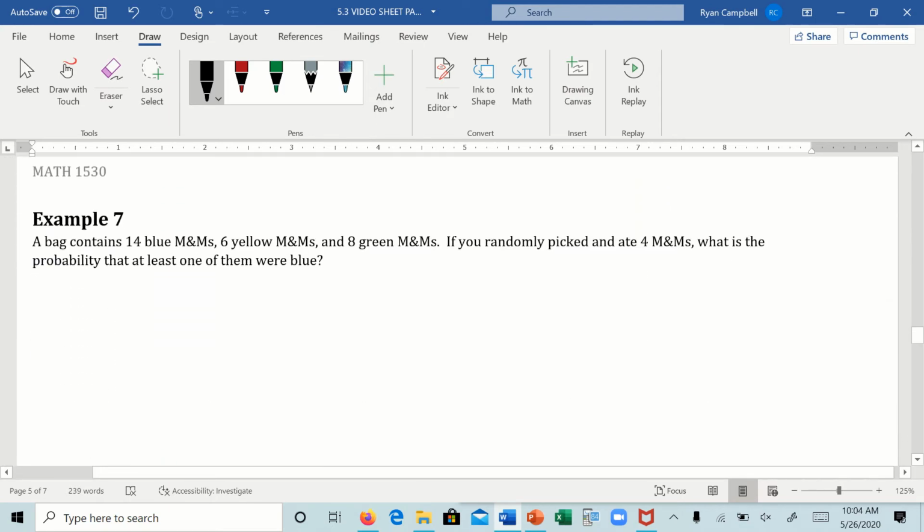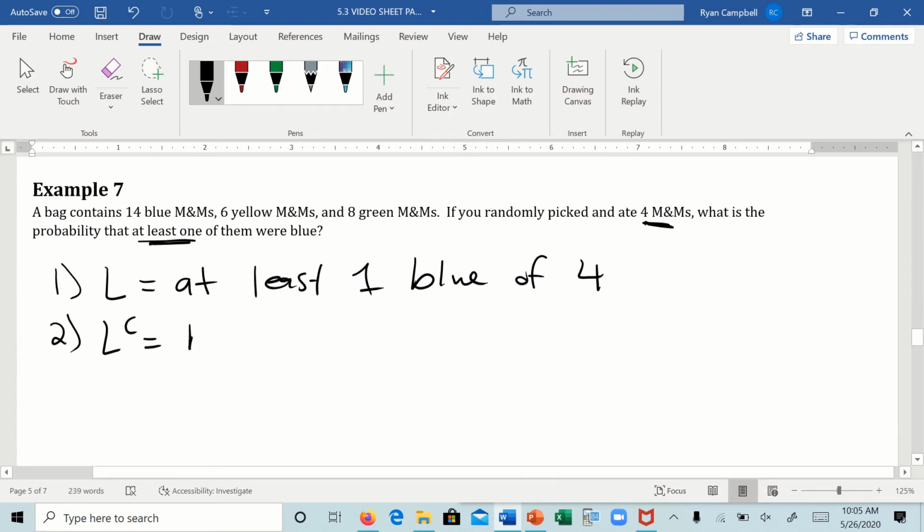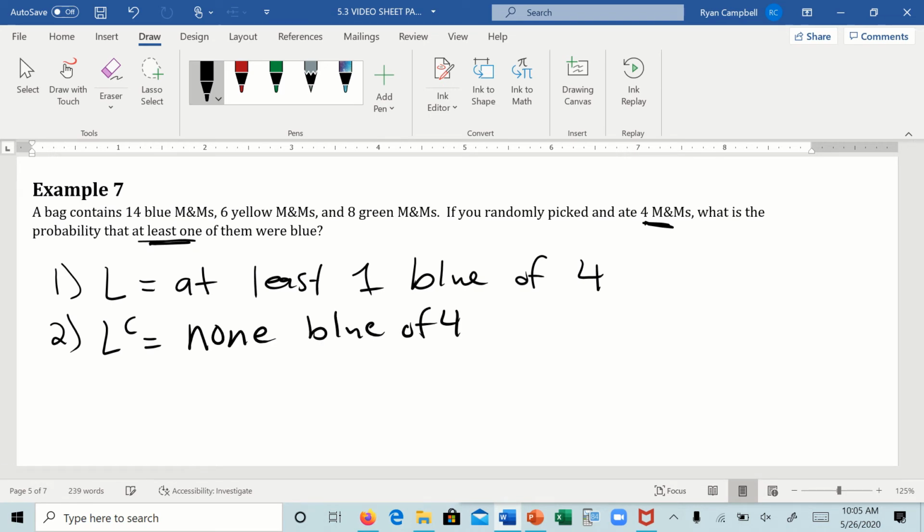So a bag contains 14 blue M&Ms, 6 yellow M&Ms, and 8 green M&Ms. If you randomly picked and ate 4 M&Ms, what is the probability that at least one of them were blue? So at least one. So we do our 4 steps. Step 1, L. At least one blue of 4 M&Ms. Step 2, LC. So the complement of at least one blue is none blue of 4.